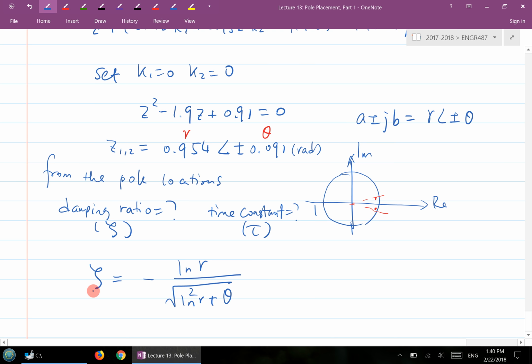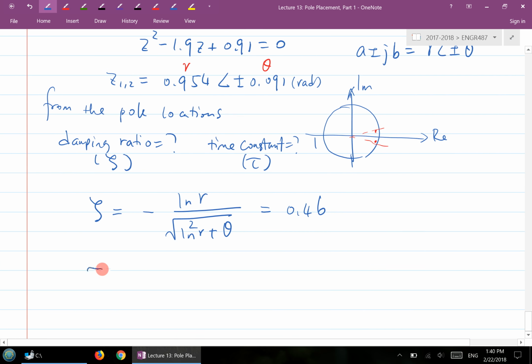In this particular case, if I plug in the R and the theta into this, I will get 0.46. And then I can also get the time constant, which is related to this. So capital T over ln R will give you this time constant. T is 0.1, so you get 2.12 seconds. So if you plug in, you get this damping ratio and time constant.